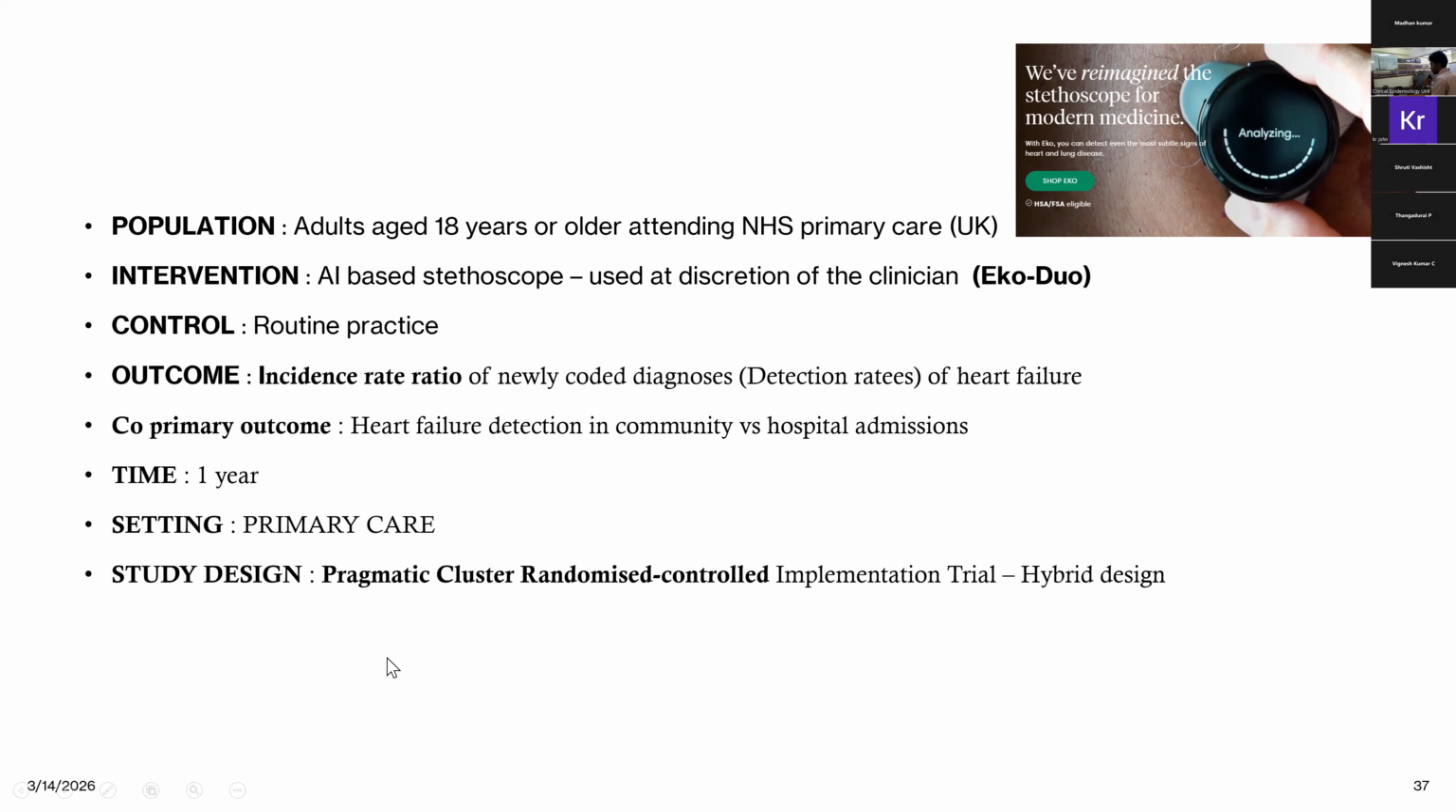The study design was a pragmatic, cluster randomized, controlled implementation trial, which followed a hybrid design. I'll be coming to what is hybrid design in the coming slides.